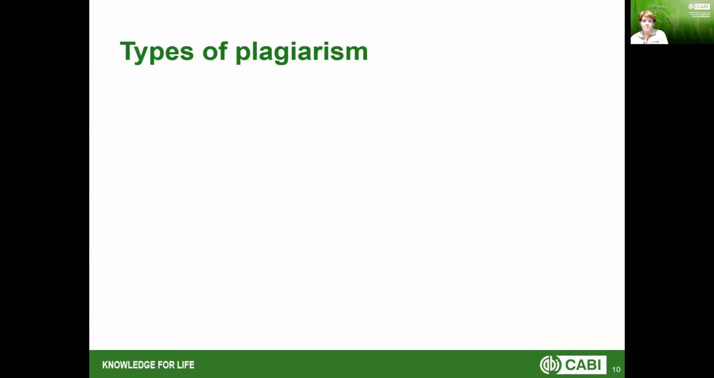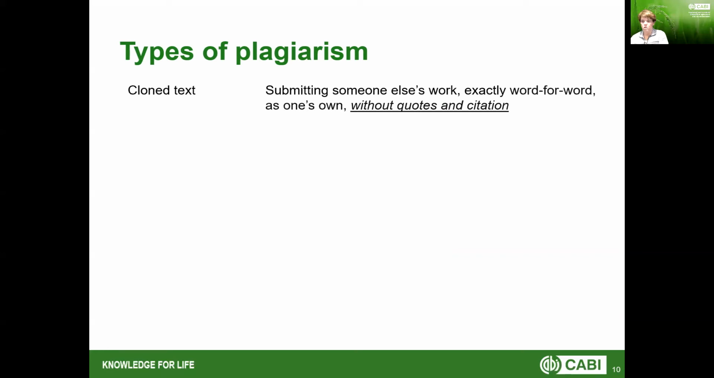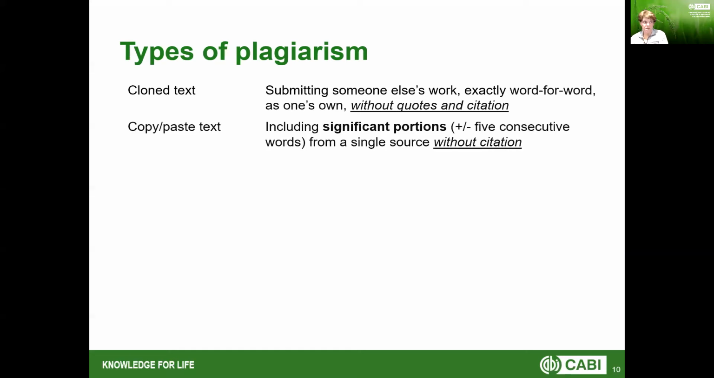So there are different types of plagiarism. One is cloned text. When you submit someone else's work, their words, exactly word for word as your own, without putting quotation marks and without giving a citation. You can have copy and pasting of text, which is, generally speaking, about 5 consecutive words in a row from a single source without citation. There are many different labels for these, but this is generally copy and pasting.